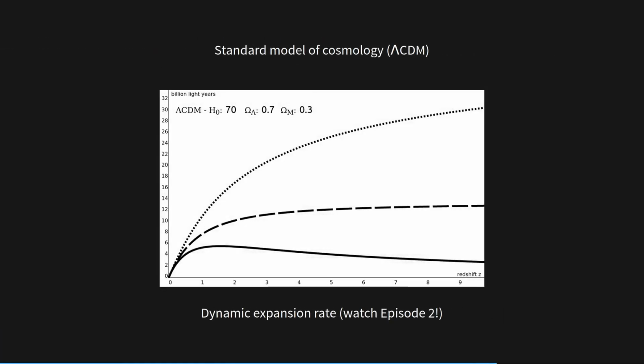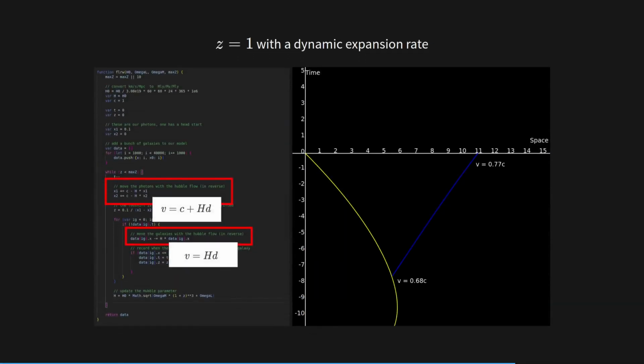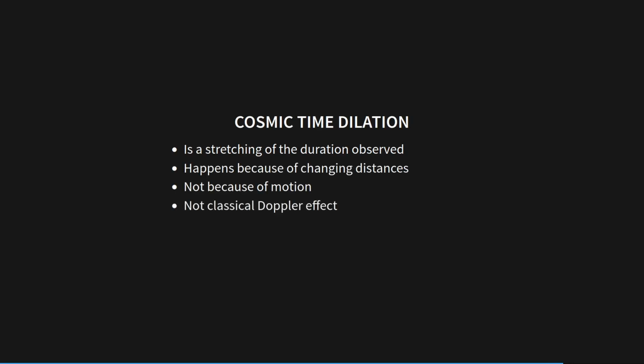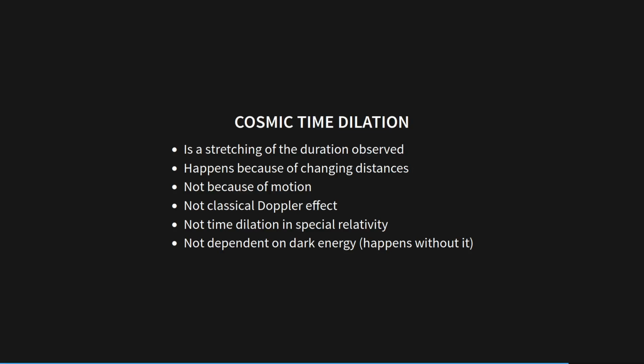In the standard model of cosmology, we have a dynamic expansion rate. And because the expansion rate's changing, there is no nice relationship between the speed of light and the speed of the galaxy at z equals 1. So, cosmic time dilation is a stretching of the duration observed. It happens because of changing distances, not because of motion. It's not the classical Doppler effect, and it's not time dilation in special relativity. It's not dependent on dark energy either, as it happens without it.